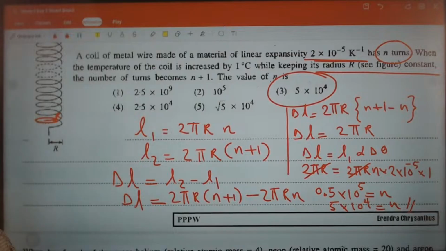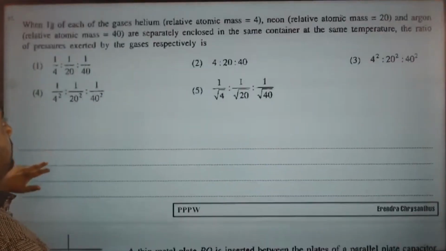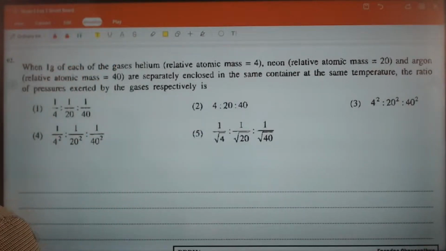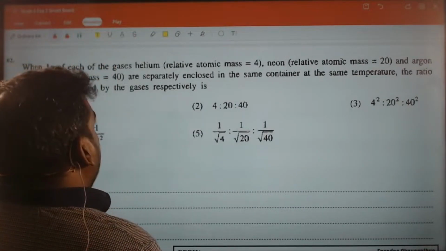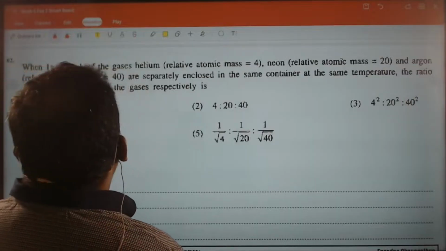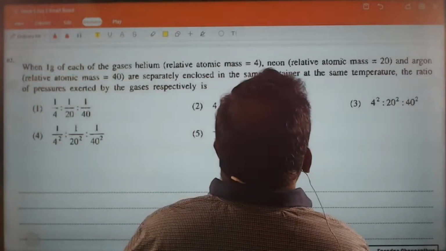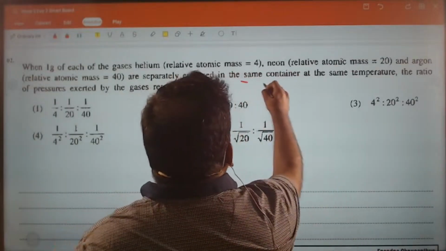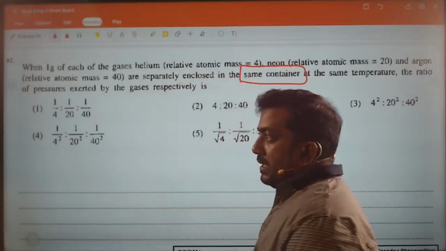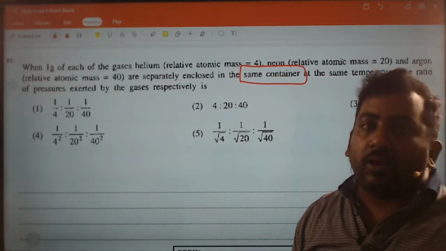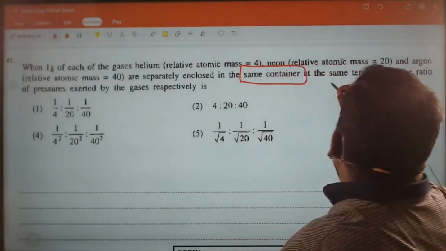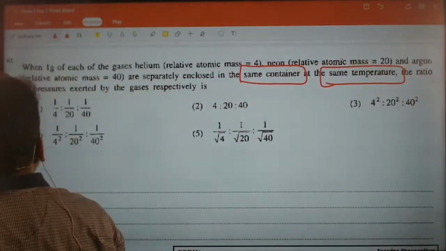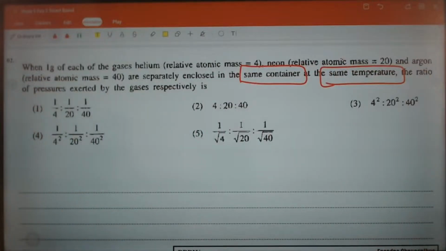Right. Moving on. When 1 gram of each of the gases helium and neon are separately enclosed in the same container. Keyword here, same container. So same container will come in total or partial pressure at the same temperature. The ratio of the pressure exerted by the gas respectively are.